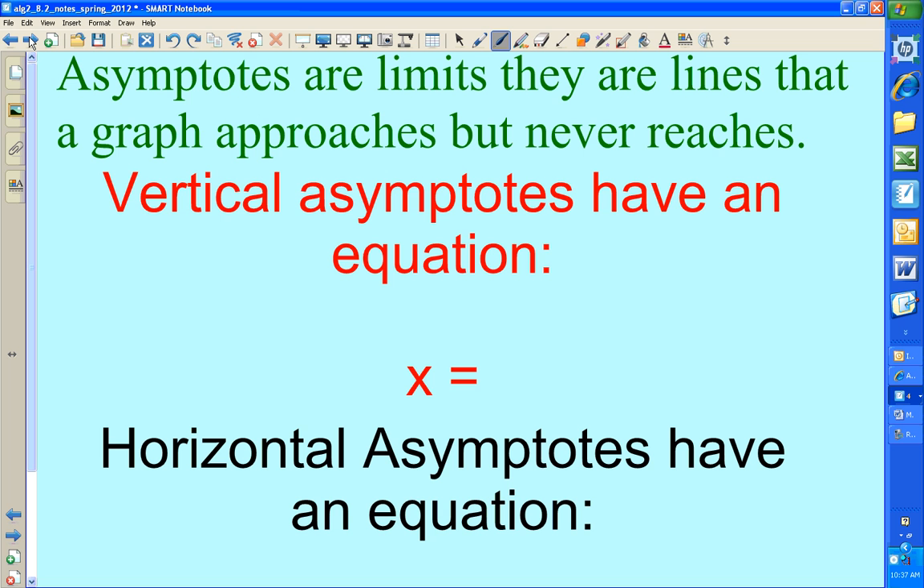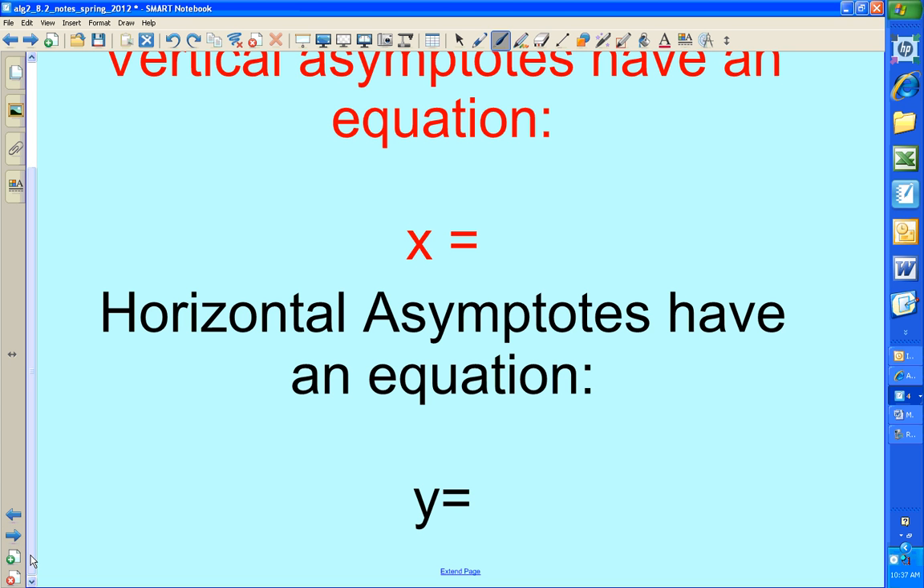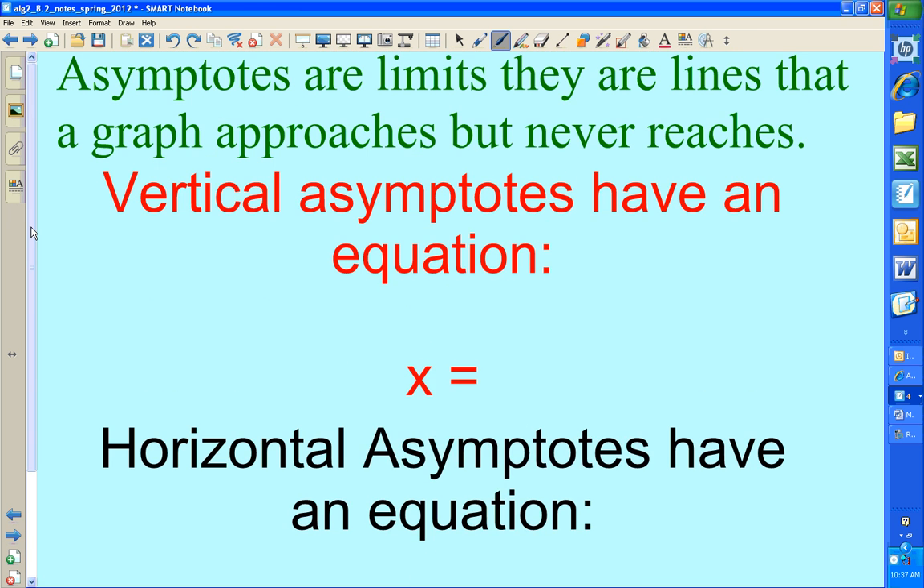Just some reminders about asymptotes. They are limits. They are lines that the graph approaches but never reaches. Vertical asymptotes are always x equals, whereas horizontal asymptotes are always y equals. They're values you're approaching, both x and y, but you can never get to. In this class, there are no slant asymptotes. In this class, there's only one horizontal asymptote, whereas there can be multiple vertical asymptotes. One horizontal, multiple verticals. Those are possible.